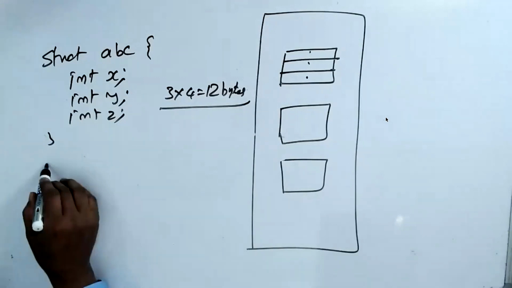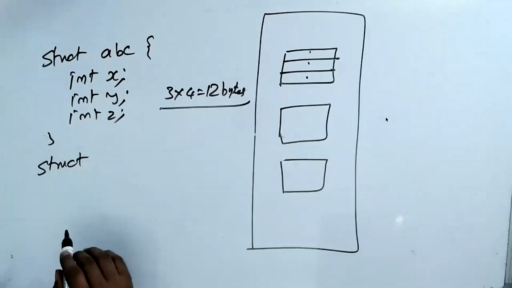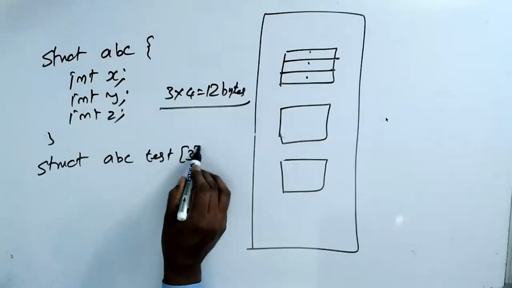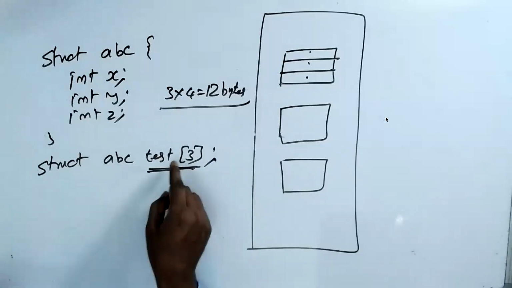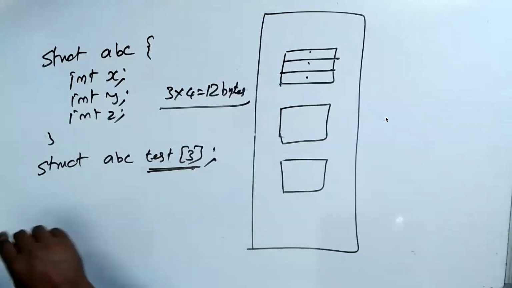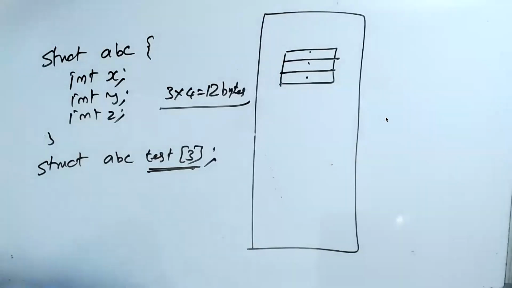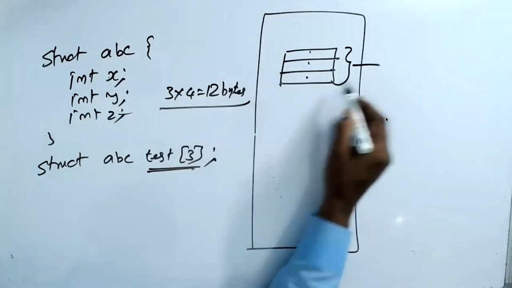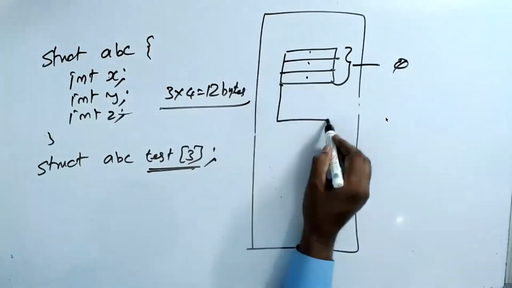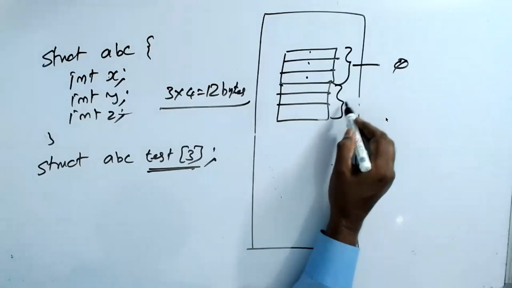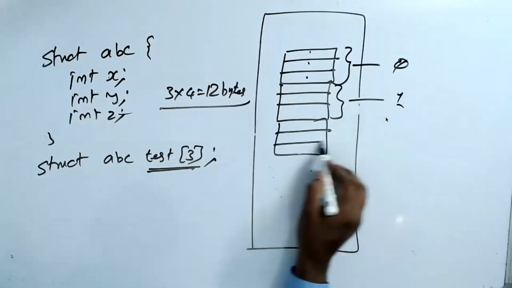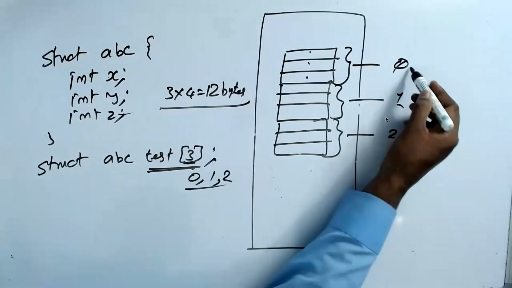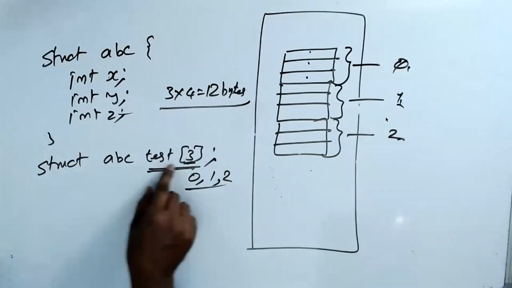Now, if I say struct ABC test of 3, it's an array. When I declare the array, what happens? These things will be contiguous. First 12 bytes, this is the first one, the 0th element, test of 0. Then I have the next one. The array goes 0, 1, 2, that's why I have given 0, 1, 2. So you understand now, I can do this.